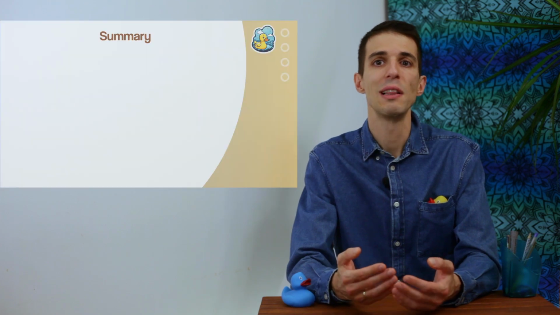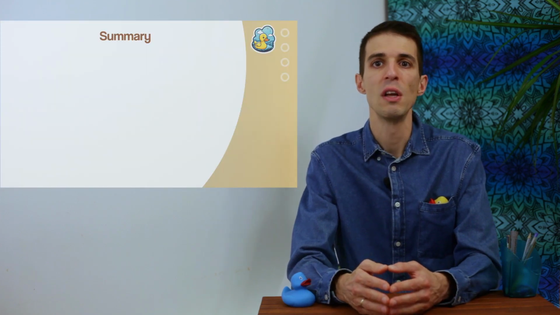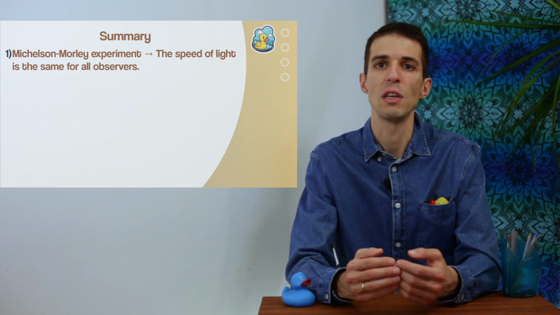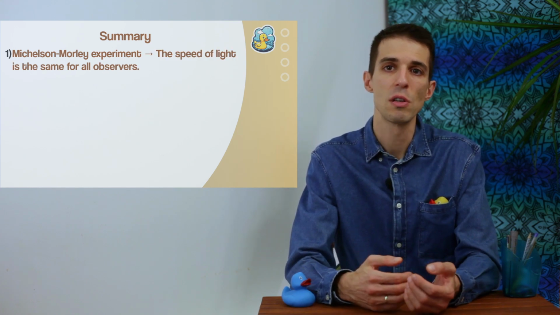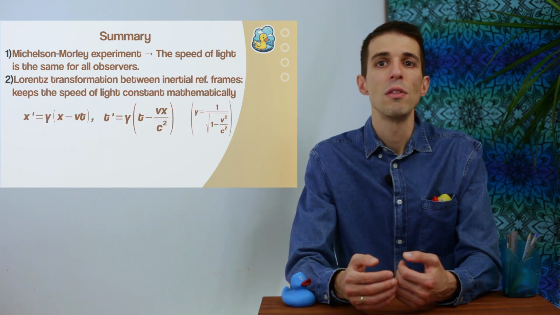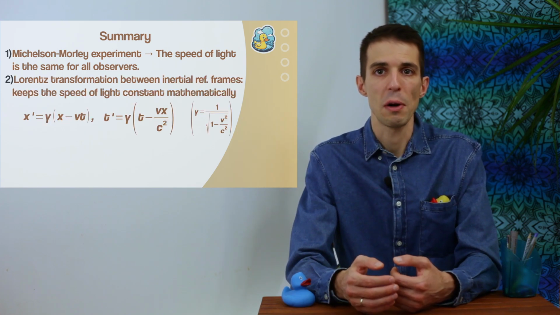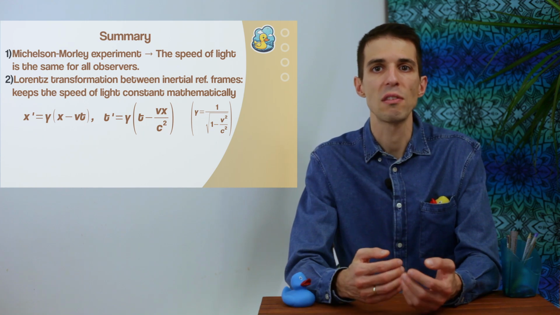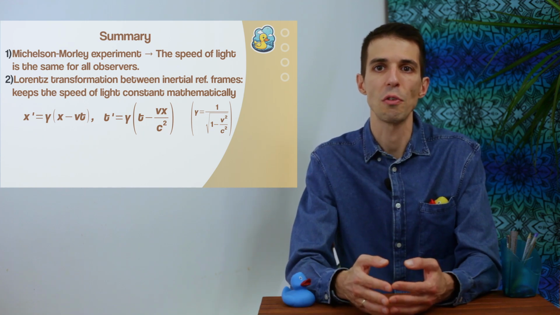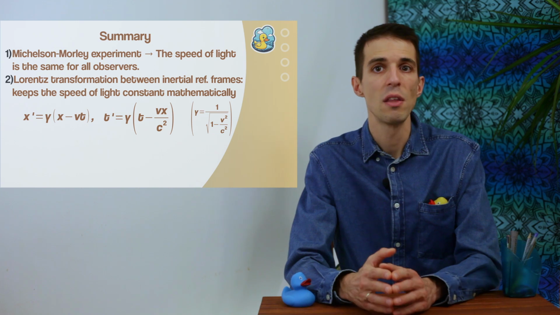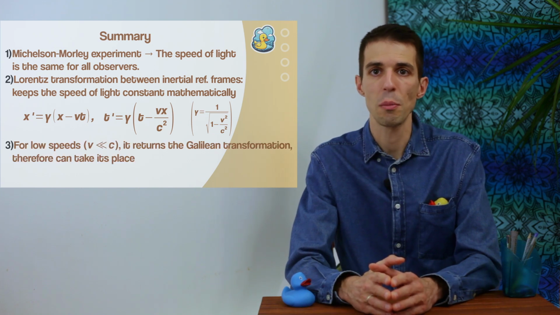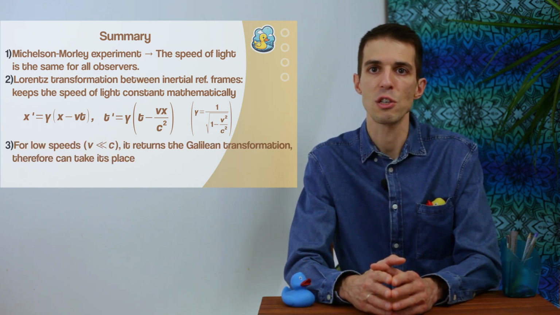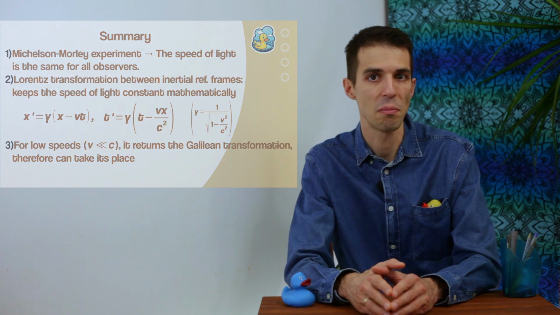Before we wrap up, let's quickly summarize what we have learned. The Michelson-Morley experiments showed that the speed of light is constant, independent of the motion of the source or the observer. The Lorentz transformations resolved the paradox by showing how space and time adjust to preserve the constancy of light speed. They replaced the Galilean transformations and paved the way for Einstein's theory of special relativity.